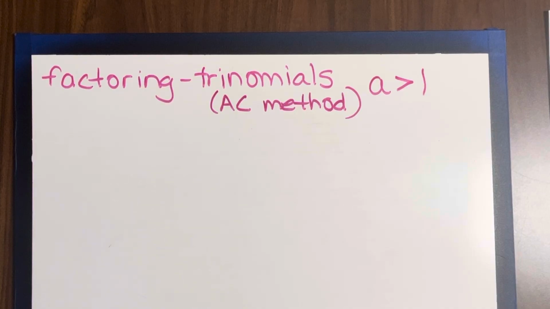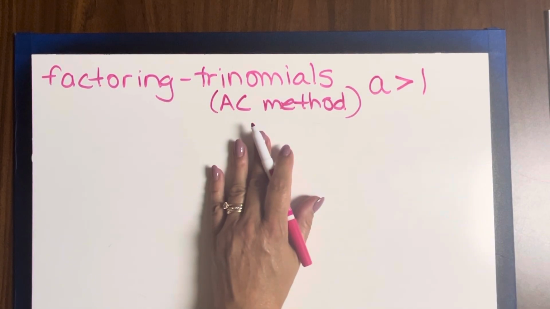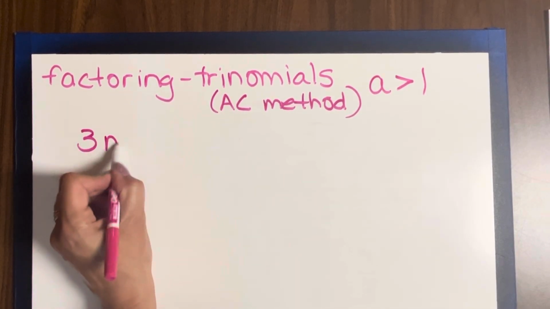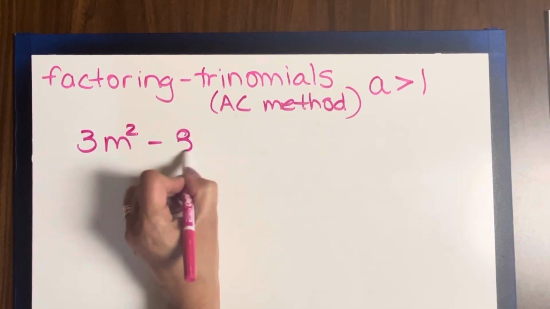Today's topic is factoring trinomials, and this time we are going to use a trinomial where the a value is greater than 1. And when that happens, we're going to use something called the AC method. So let's see what our problem looks like right now.